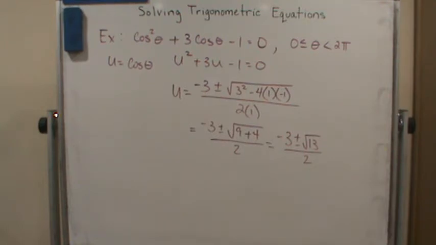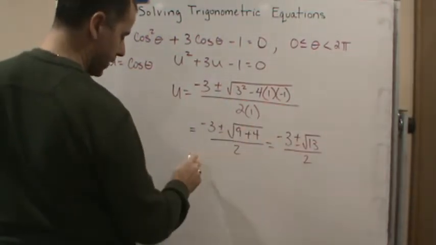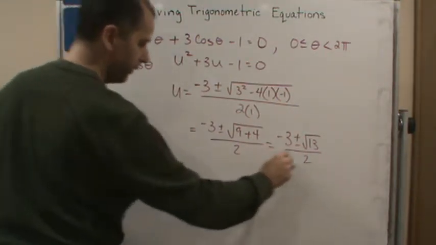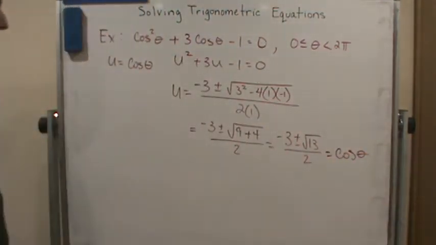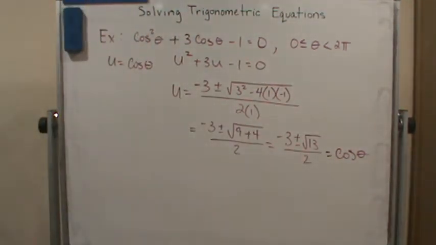Now, let's look at this. So we've got two possible answers here. So let's go back and substitute in. So now what we're getting at is this is equal to cosine theta. So cosine theta is equal to -3 plus or minus the square root of 13, divided by 2.